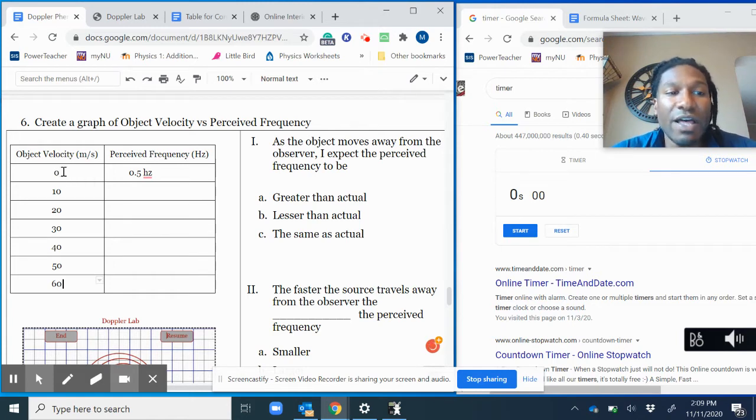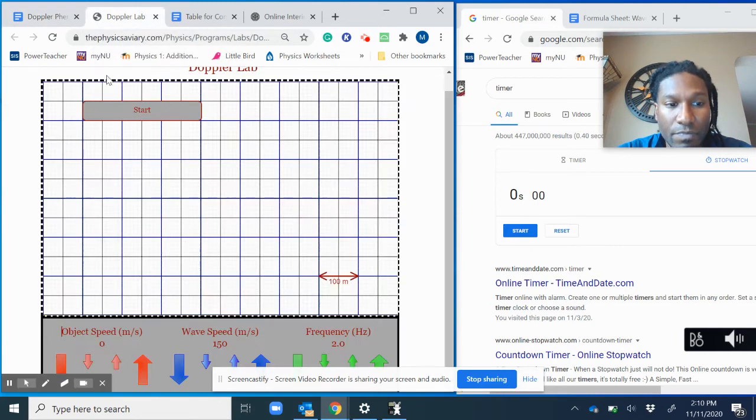Okay, let's start off by looking at the first one. It says that the object velocity is 0 meters per second, and the perceived frequency is 0.5 hertz. Now, because the object is not moving, that means there's no Doppler effect. The perceived frequency is the actual frequency. So this is the setting that we need to put on our simulator.